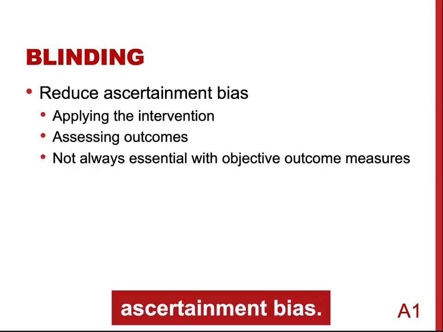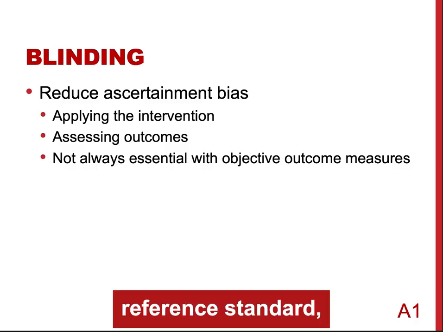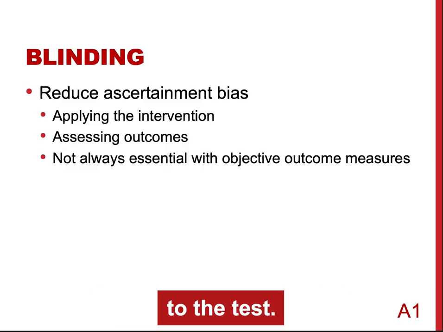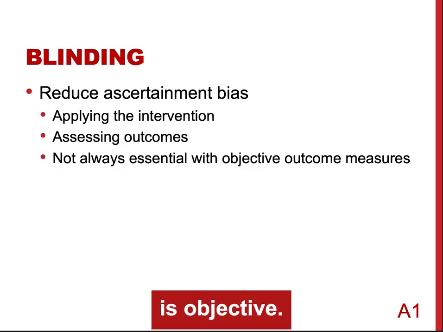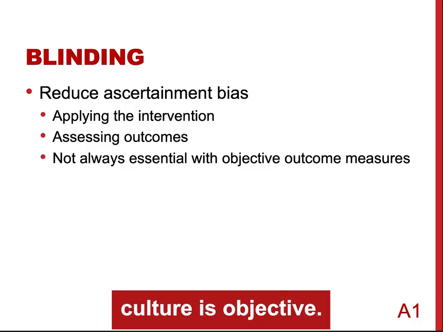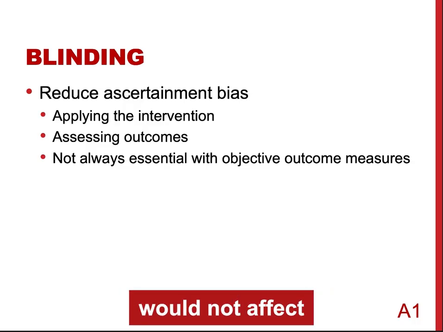Blinding reduces ascertainment bias. Those assessing the diagnostic test should be blinded to the reference standard, and those assessing the reference standard should be blinded to the test. Blinding may not be essential if a reference standard is objective. For example, a reference standard of a positive blood culture is objective. Knowledge of the test result, the white blood cell count or CRP, would not affect the interpretation of the outcome.